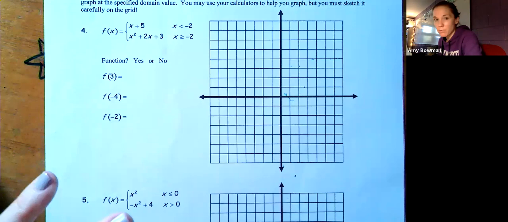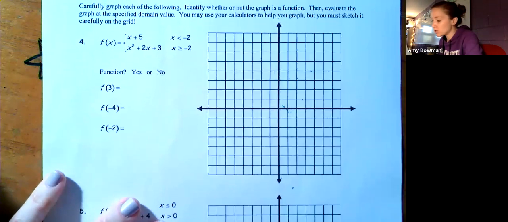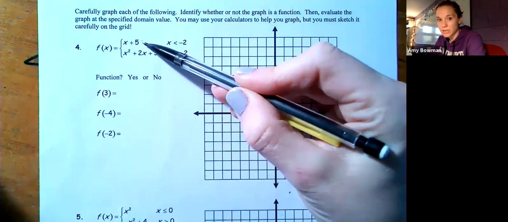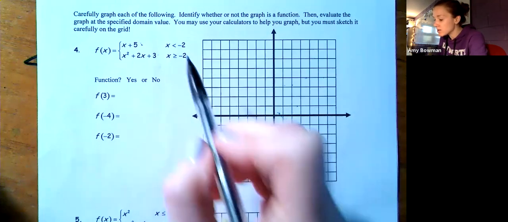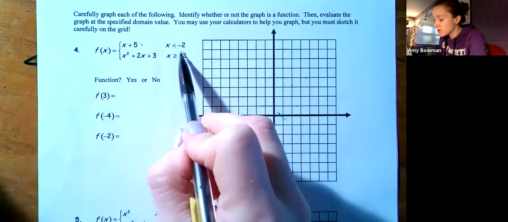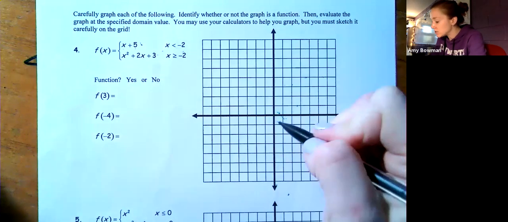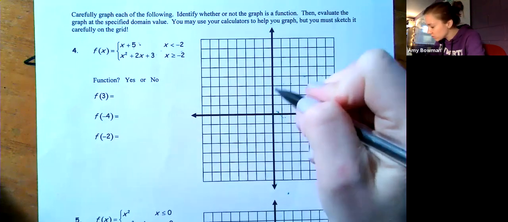Okay, number 4. We've got two pieces only. One of them is linear and one of them is quadratic. Let's start with the linear one. That one's a little simpler. As long as x is less than -2, this function is linear with a slope of 1 and a y-intercept of 5. So a y-intercept of 5: 1, 2, 3, 4, 5.